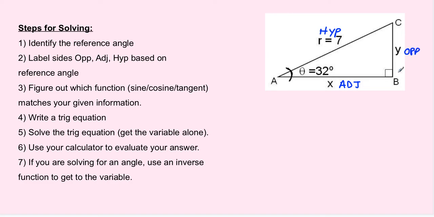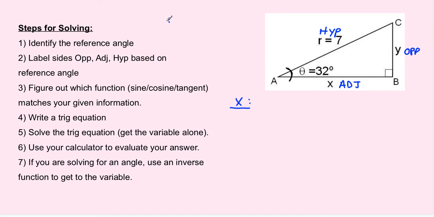Now I'm currently solving for two variables in this question, the x and the y. So I'm going to pick one of them to solve for first. I'm going to start with solving for x. When you have to find all parts of the triangle that are missing, we call that solving the entire triangle. So if I'm choosing to solve for x first, I look at my diagram and figure out which function I have going on here.